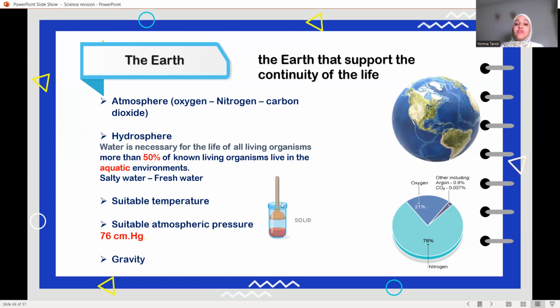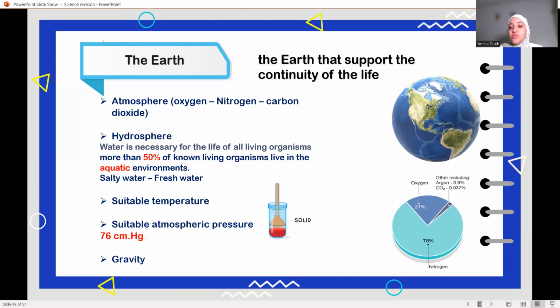Okay. Also, we have here suitable temperature. We are not very near to the sun. We are not very far away from the sun. And also, we have suitable atmospheric pressure. What is the atmospheric pressure? It's the weight of the air on your body.